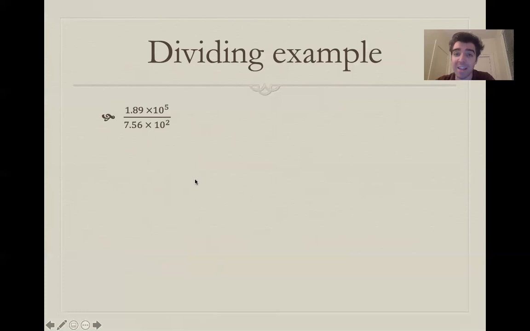Let's do a dividing example. Let's say we want to divide these two. Again, multiplying, dividing, we can rearrange them. So let's put the 1.89 and the 7.56 together, and the 10 to the 5th and 10 to the 2nd together. When you divide these two, you're going to get some nasty decimal number. For the 10 to the 5th over 10 to the 2nd, remember when you divide two numbers with the same base and different exponents, you are just going to be subtracting their exponents. So 5 minus 2 is 3.